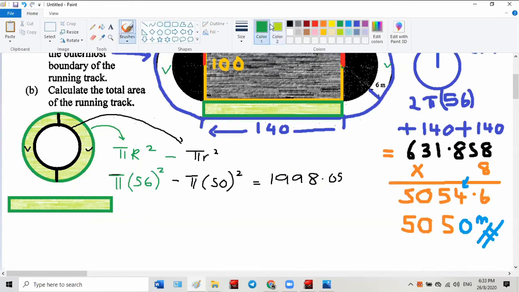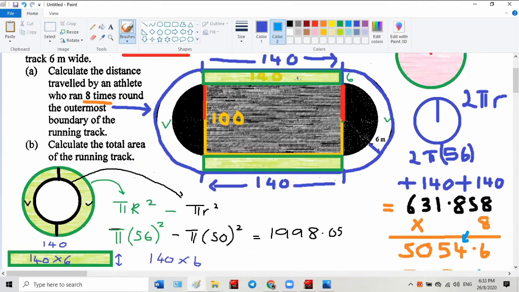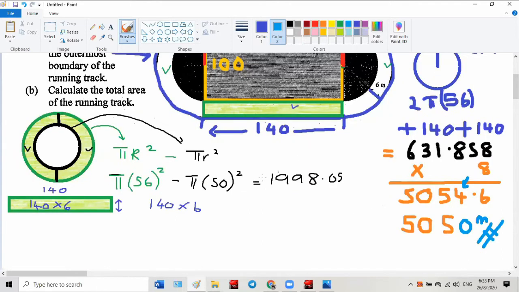140 times what? What's the dimension? Yuyan already told me earlier during the discussion time. The length is 140, right? What's the breadth? Is it 6? Yes, right? So you need to add 140, the length, times the breadth of the rectangle. But don't forget, go up and down: here is one, here is another one. So you need to times two of them. Get it? Then you add together.